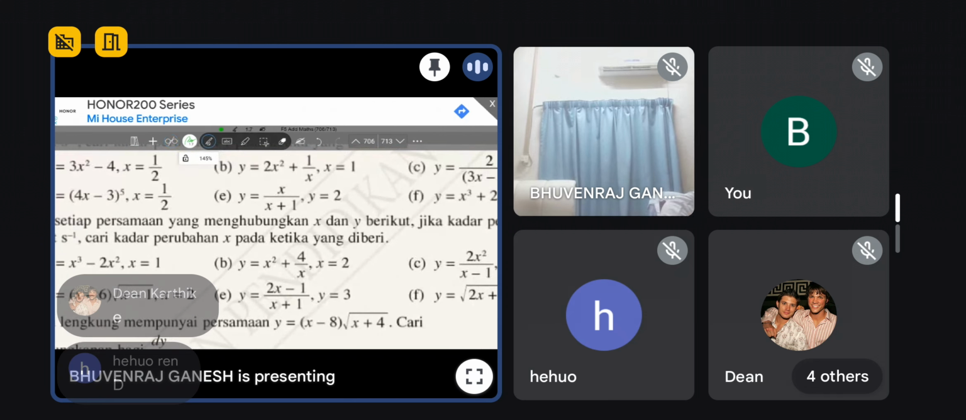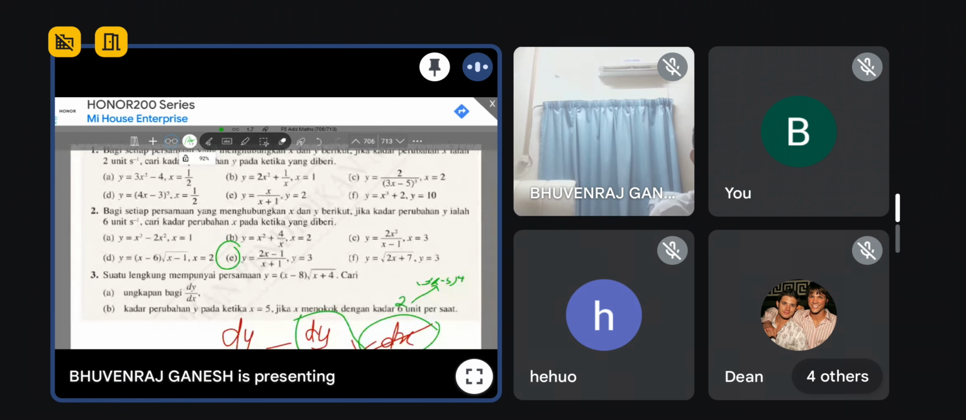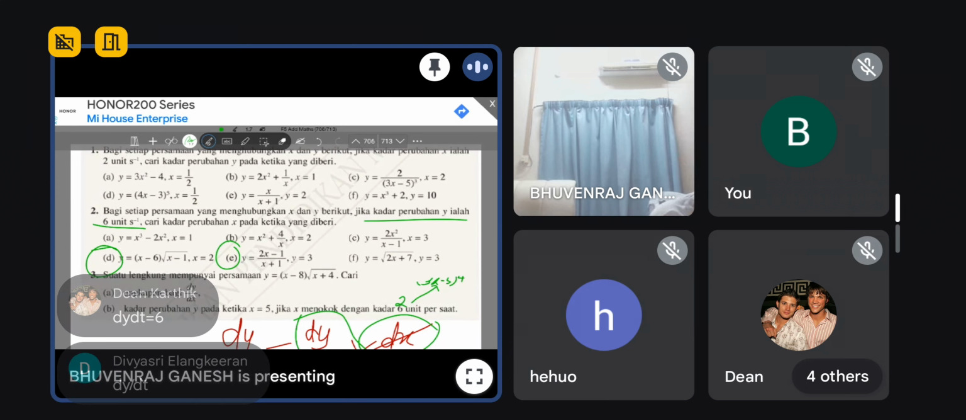Okay, very good. E. Okay, so we discuss E. All right. So for this question, terbalik, they give you the rate of change of Y. Okay, D also. Later we go for D. So kadar perubahan Y. What is the symbol, guys? Can you all tell me? Very good. dy dt equal to 6.